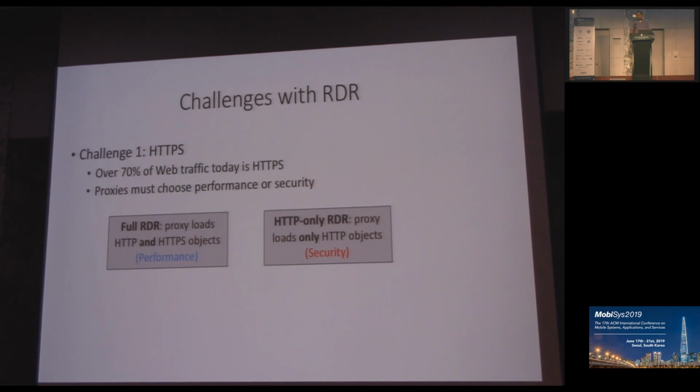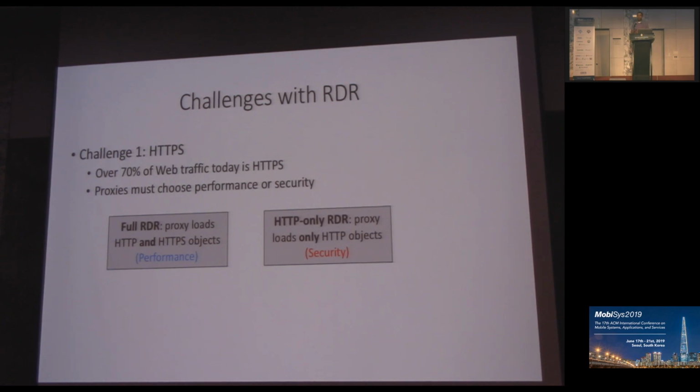But even though RDR is able to overcome a bunch of server push's challenges and the potential benefits are high, it too has witnessed pretty minimal adoption. And there's two big reasons for this. So first, an increasing fraction of web traffic is now served using HTTPS. And this forces RDR proxies to essentially choose between performance and security.